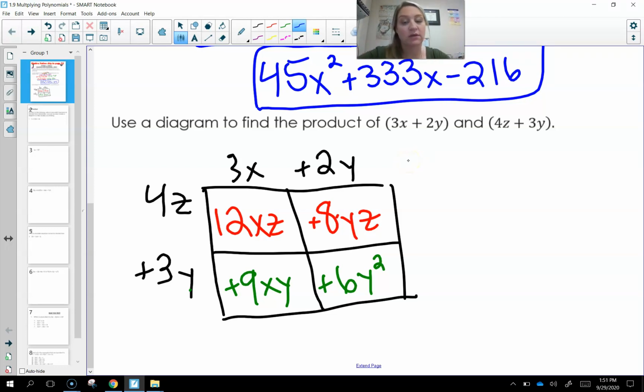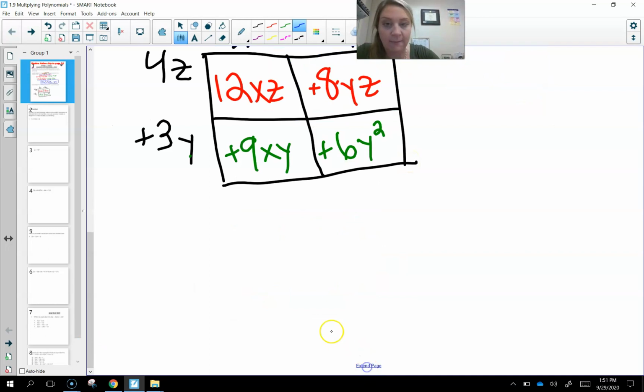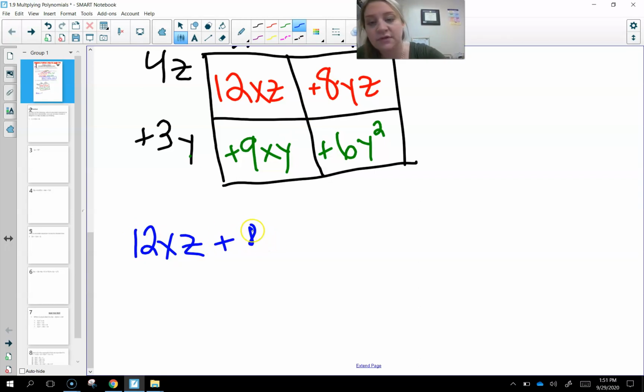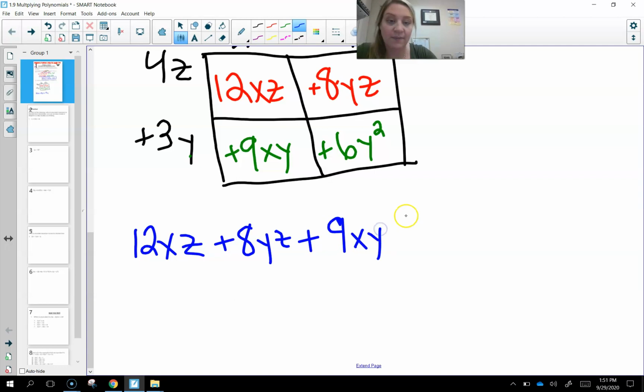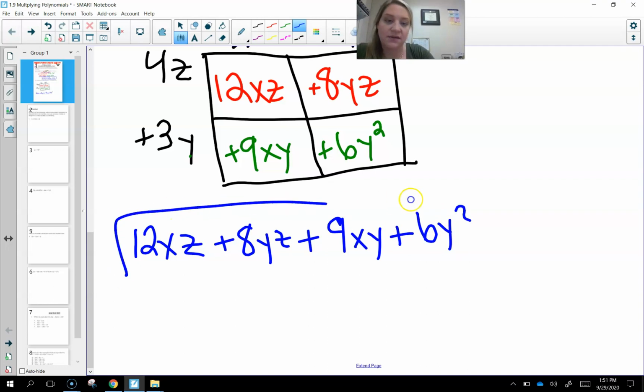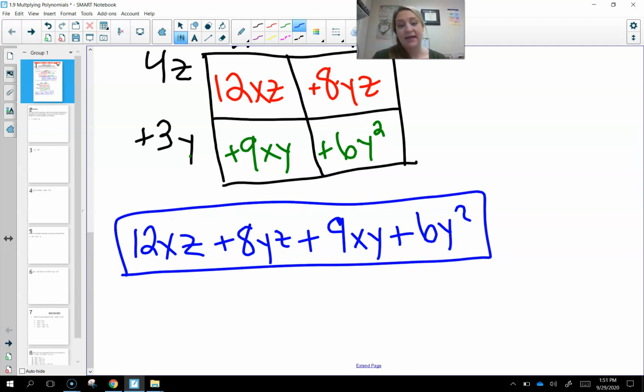But I'm going to write it as one long polynomial. So we're going to have 12xz, then plus 8yz, plus 9xy, and then plus 6y squared. And that's as simple as that one can get. None of the terms have the exact same variable and exponent, so I cannot combine anything. All right, let's move on.